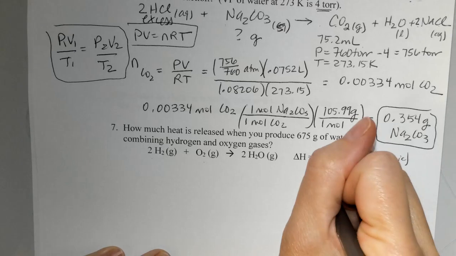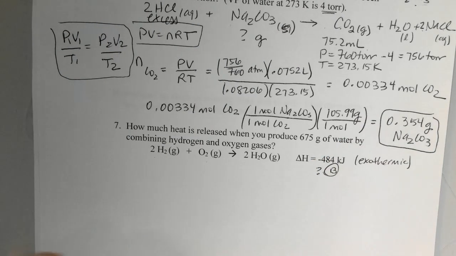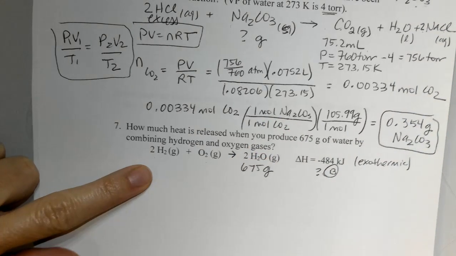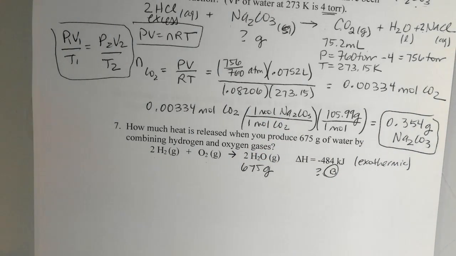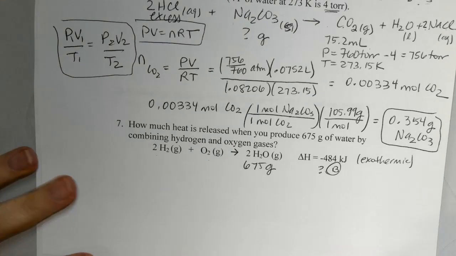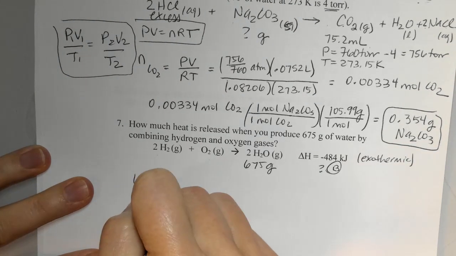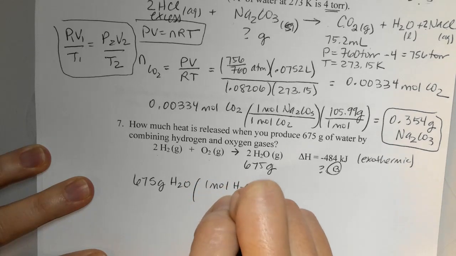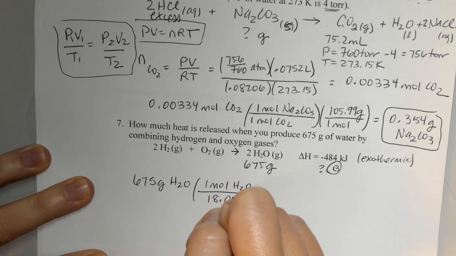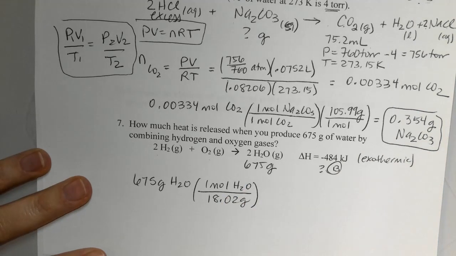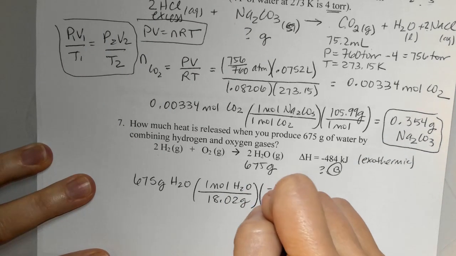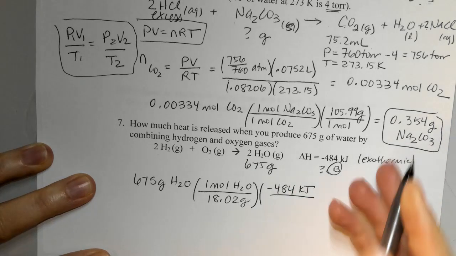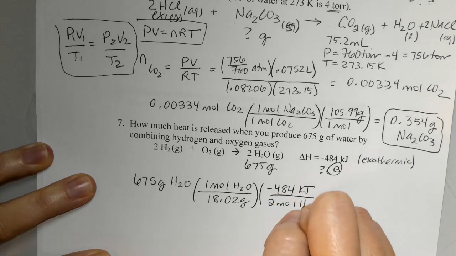And we want to know how much heat is released. So you can almost sort of think of this as your B. When you produce 675 grams of water by combining those two gases together. All right, so we're going to have our 675 grams of water as our starting point. We know to always go to moles first. 1 mole of water, 18.02 grams is the molar mass from the periodic table. And we get negative 484 kilojoules released every time we produce 2 moles of H2O.